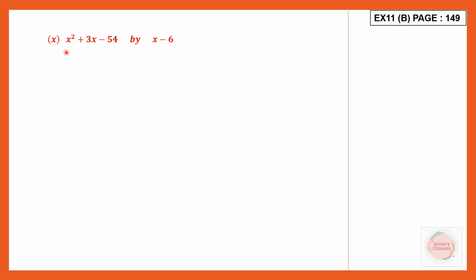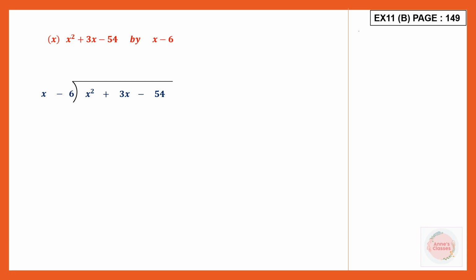Next question, again we have a polynomial by a binomial. So we are going to do the normal division. We're going to draw the sign. We're going to put this dividend inside and the divisor outside. Okay, the first step. Second step, divide the first term of the dividend by the first term of the divisor.